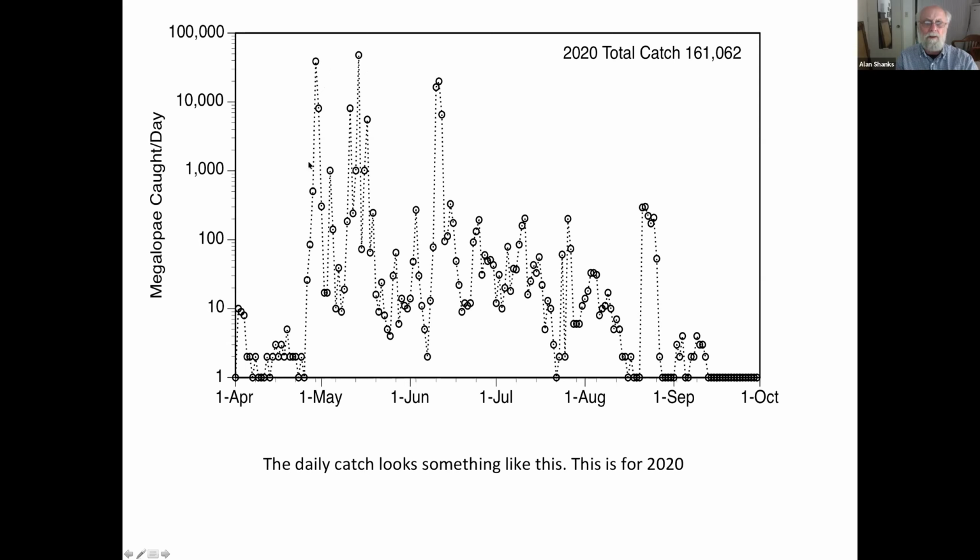It's very pulse delivery, so it's very few and then a whole mess, and then very few and then a whole mess. And then as you move along, usually in most years, around about July, the numbers fall off. And eventually when you get to September, they poop out. So in 2020, we caught 161,000 megalopae.